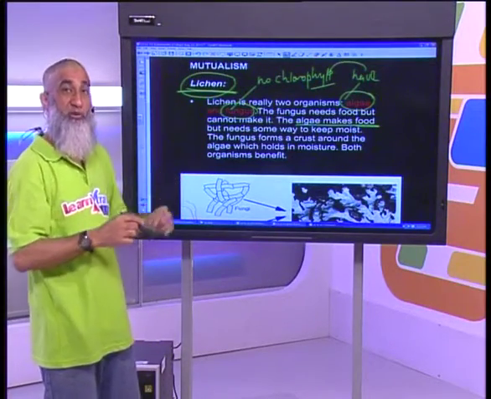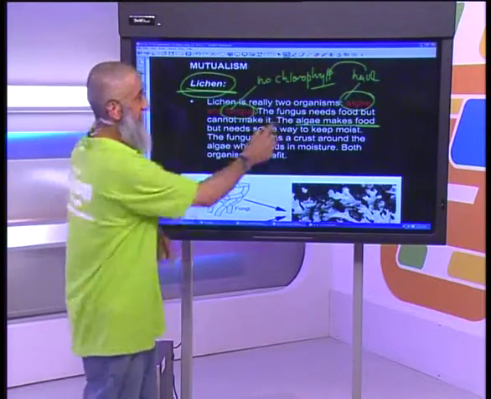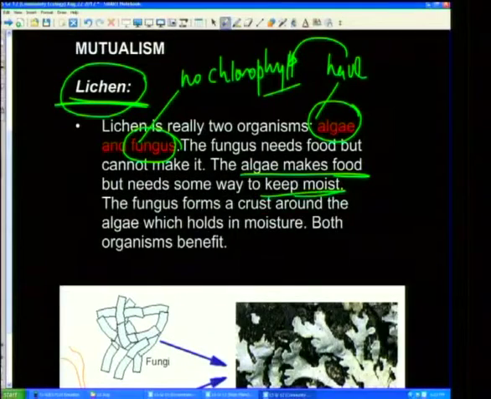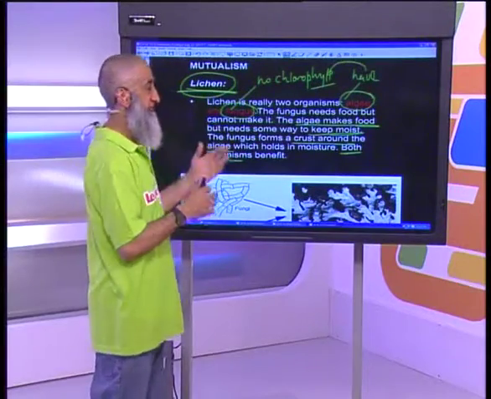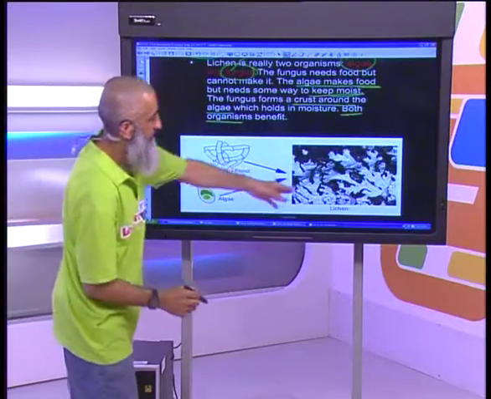Now what we are doing, we're going one step further. We're explaining how they benefit each other. The algae makes food, but it needs some way to keep moist. So the fungus forms a crust around the algae, which keeps the moisture in. And in this way, both organisms benefit. The algae is getting protection and cover, so it remains moist. And the fungus, on the other hand, will get food from the algae. So both organisms benefit. And here's an example of the lichen.